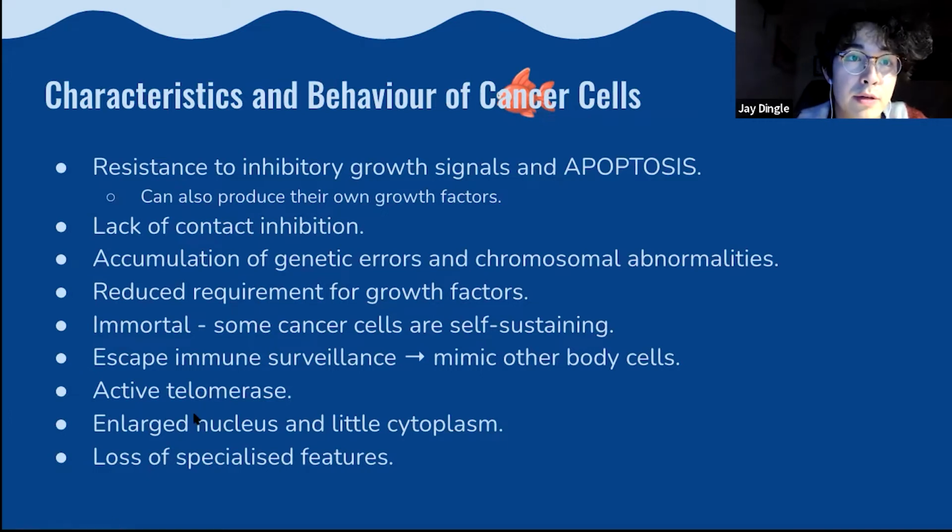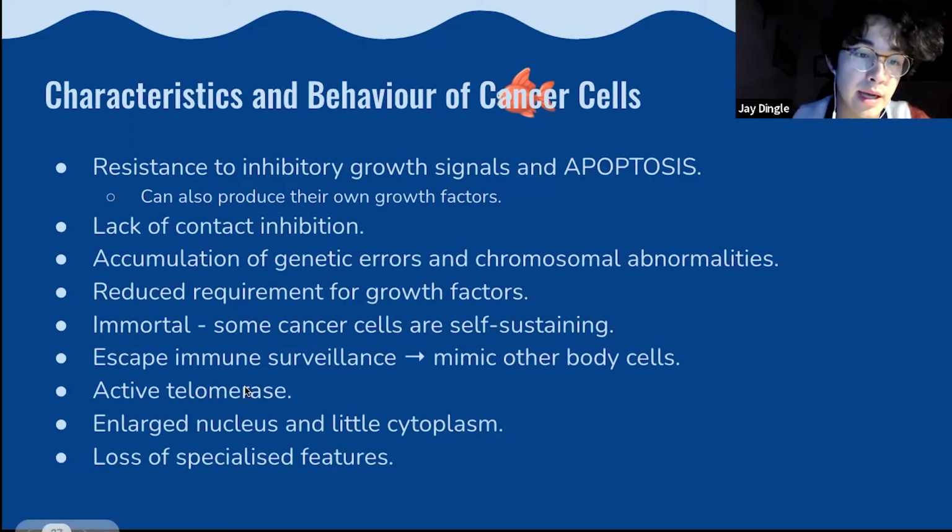So active telomerase is an enzyme which replenishes the telomeres, and telomeres cap chromosomes and they indicate the age of a cell. And when the cell divides, these telomeres shorten. So cells whose chromosomes lack or have very short telomeres will undergo apoptosis. But because cancer cells have active telomerase, they can replenish their telomeres and therefore avoid apoptosis. And because of that, again, they won't exit the cell cycle.